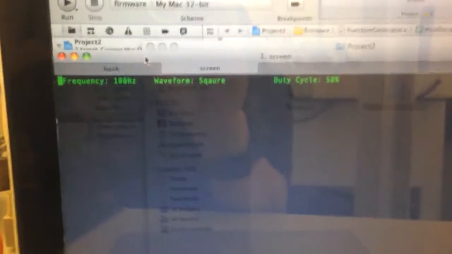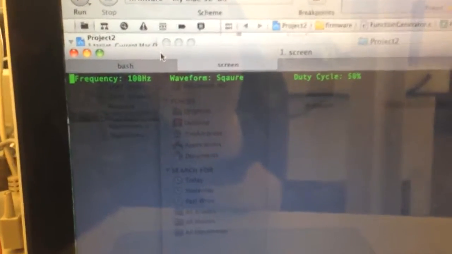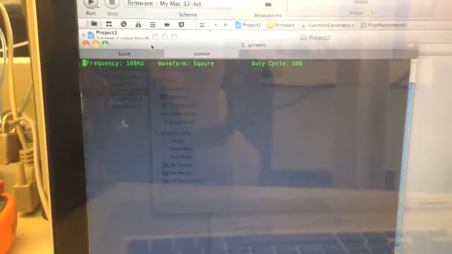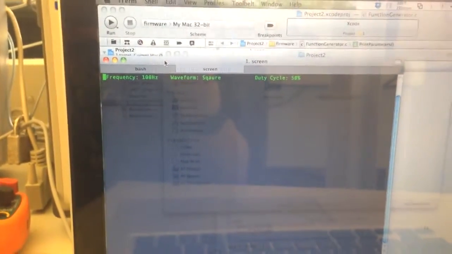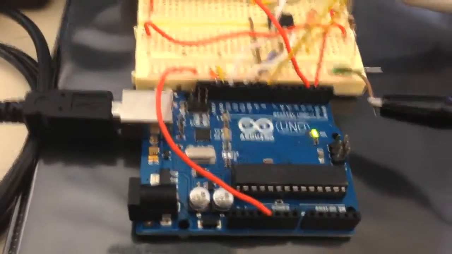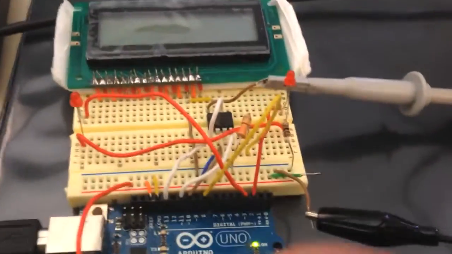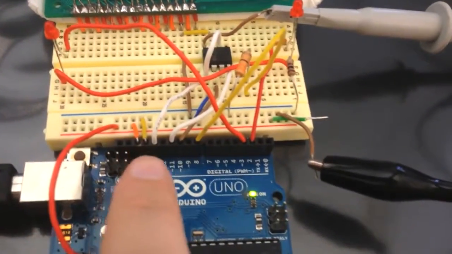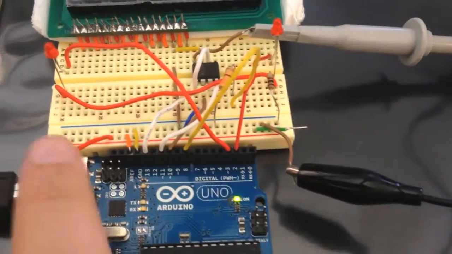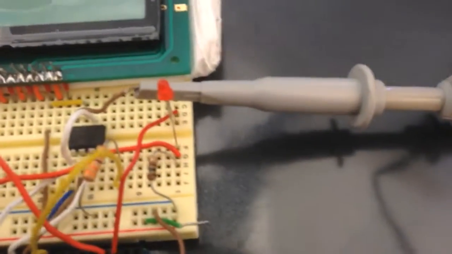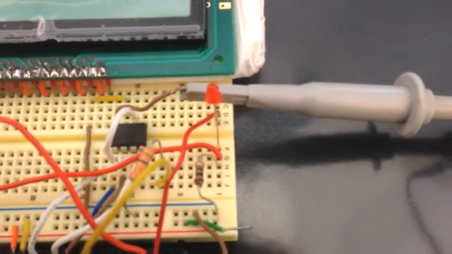So this is project 2 video demonstration. This is a function generator. I have the screen application running in my terminal on my Mac, and it is relaying keyboard presses to the Arduino. You can ignore most of these wires. The only ones that are actually important for project 2 are these three, and this is power, and that chip, which is the digital to analog converter.